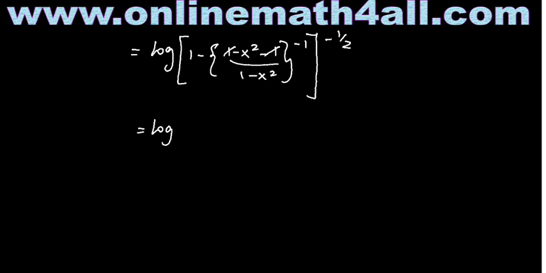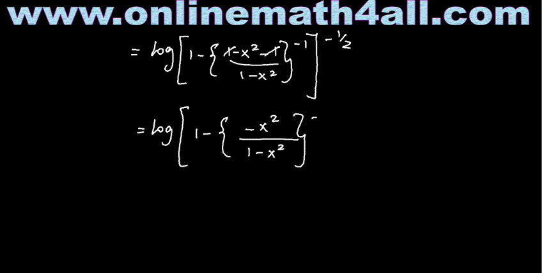So log 1 negative x square over 1 negative x square whole to the power negative 1, whole to the power negative 1 over 2. The next step I am going to take this negative sign to the denominator. It will become x square negative 1, because if the negative sign comes to the denominator, it has to be distributed to 1 and negative x square. When we distribute negative sign to 1, it becomes negative 1. When we distribute it to negative x square, it becomes positive x square.